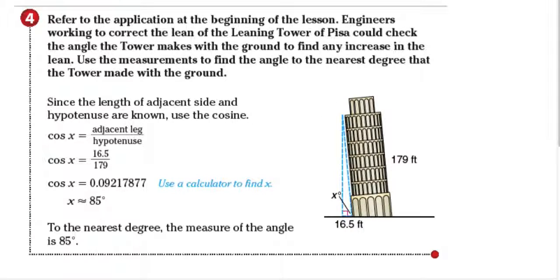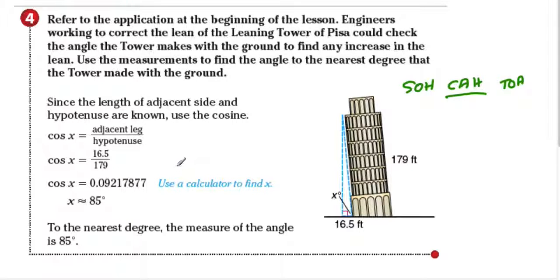Again, write down our SOHCAHTOA, and we want to find that angle. We know that this is 16.5 and this length is 179. We ask ourselves, how is 16.5 and 179 feet related to angle X? 16.5 is adjacent to angle X, and 179 feet is our hypotenuse. If that's the case, we now have to use the cosine ratio, which is adjacent over hypotenuse. We have 16.5 over 179. Using a calculator, you end up with approximately 85 degrees.